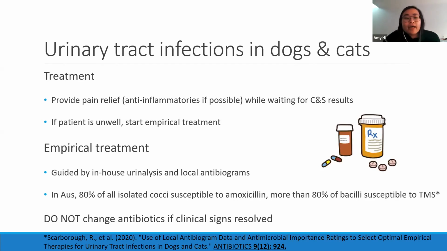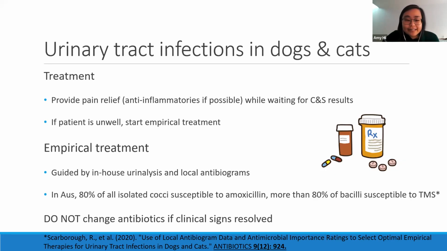Often supplying some pain relief with an anti-inflammatory is sufficient while the clinician awaits the C&S results. However, if the patient is unwell, they could commence empirical treatment, ideally guided by your in-house urinalysis and local antibiograms. Local antibiograms are antibiotic susceptibility testing profiles for a specific geographic region, time period, and body site.